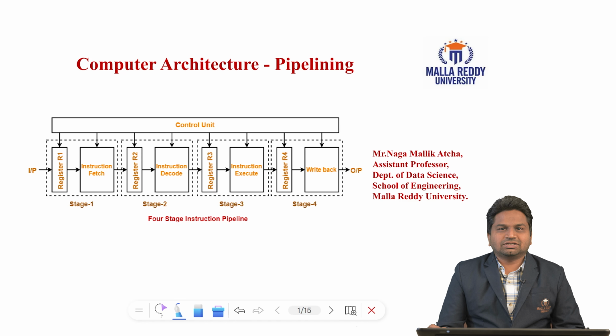Today, I am teaching about computer architecture pipelining. In computer organization and architecture, we have different kinds of mechanisms. Out of all that, one of the important topics is the parallel computing pipelining concept. In pipelining, we are going to discuss how the instructions are executed by the processor. This is the topic I am going to deliver today.